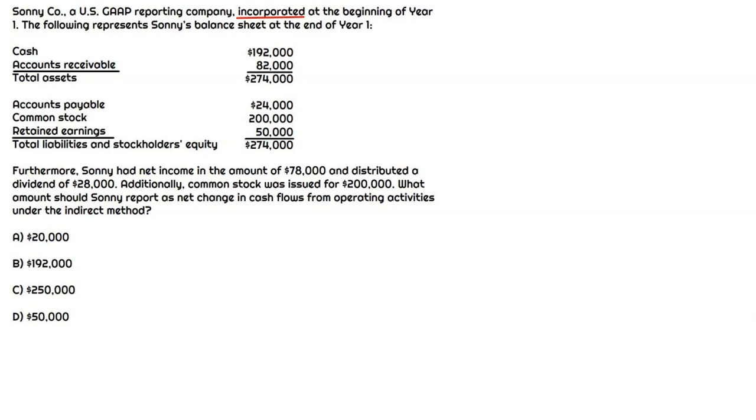Everything starts at zero. Now, we're given the balance sheet at the end of year one, and then the question gives us some more information, but ultimately, we need to calculate the net change in cash flows from operating activities under the indirect method. So this question gives us a bunch of different information. Some of it impacts other aspects of the cash flow statement. So what I'm going to do is prepare a full cash flow statement based on everything in this question. And then at the very end, we'll go back and go, okay, what's the operating section and how much cash was provided? That will give us the correct answer.